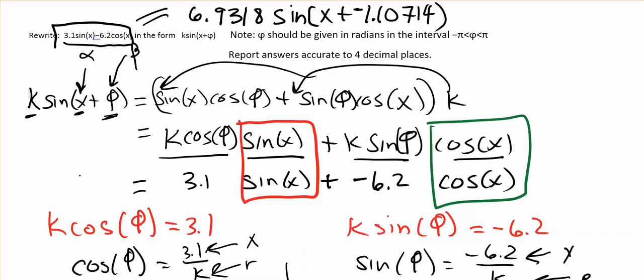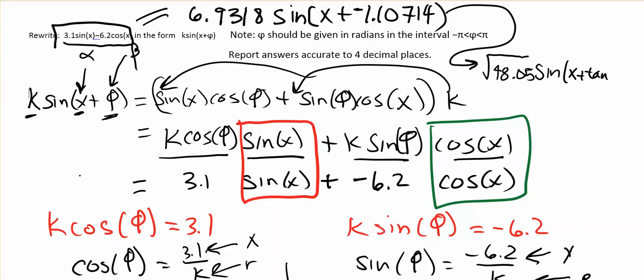This is a good solution to plug into WAMAP, but a better solution, in case you had further material to deal with, is the square root of 48.05 times the sine of x plus the inverse tan of negative 6.2 over 3.1. This would be the answer that you should turn in to me on your write-ups for these solutions. This is an acceptable one to plug into WAMAP.